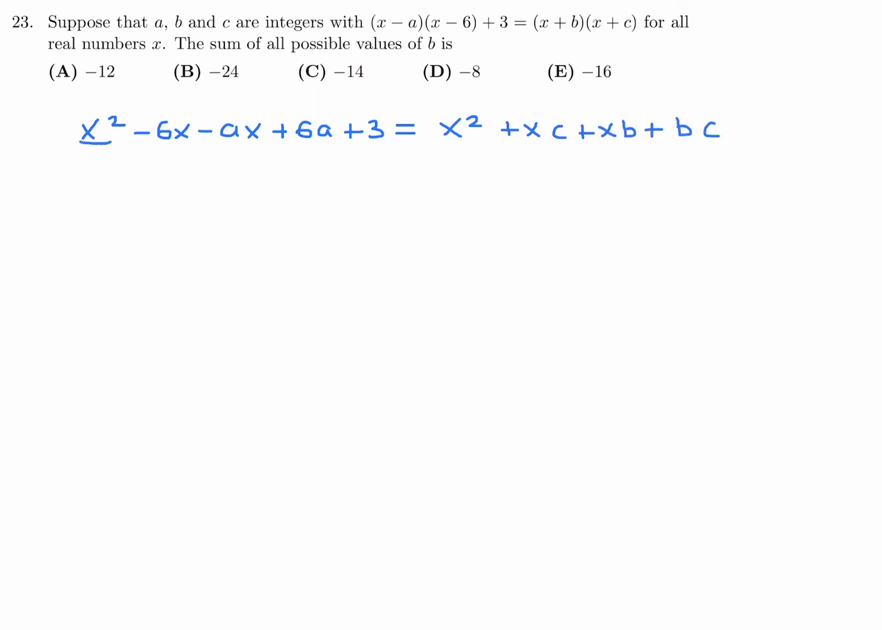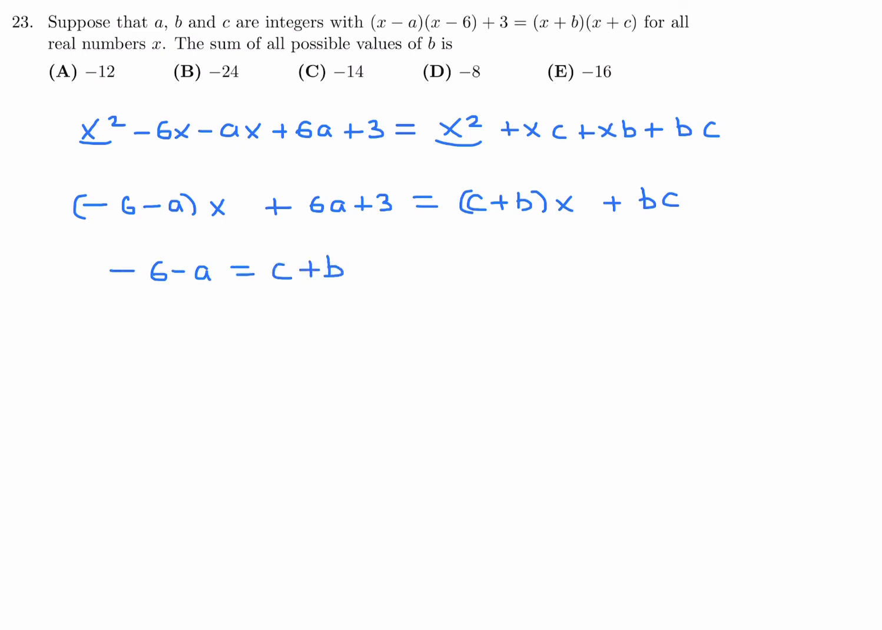Now the x squared go on both sides, so let's put everything on one side and collect like terms. So minus 6 minus a x and 6a plus 3. And on this side, if we collected like terms, it would be c plus b x and then just bc. So if I compare coefficients, minus 6 minus a is equal to c plus b, and then 6a plus 3 is equal to bc.